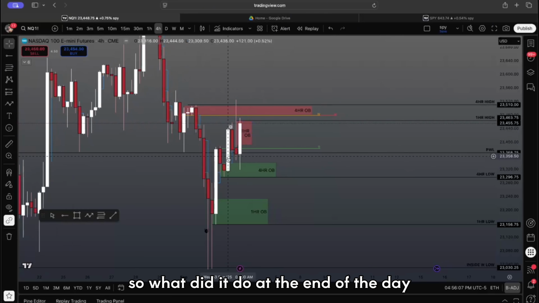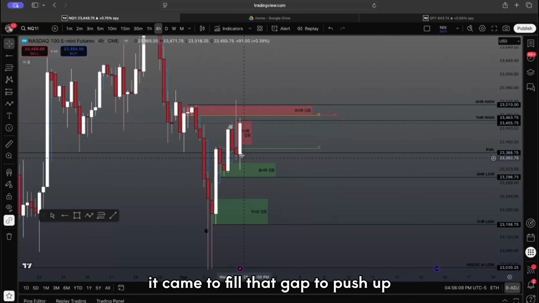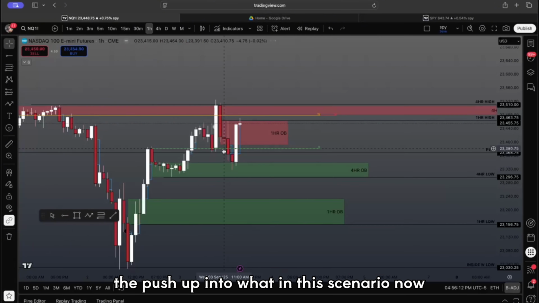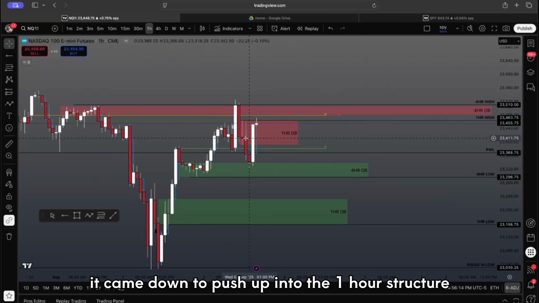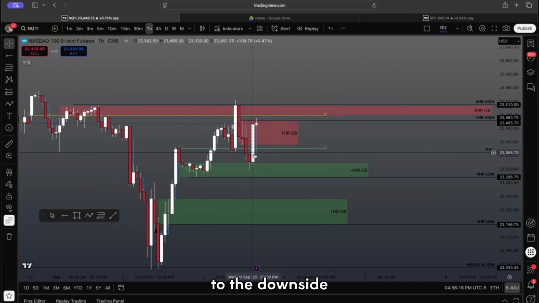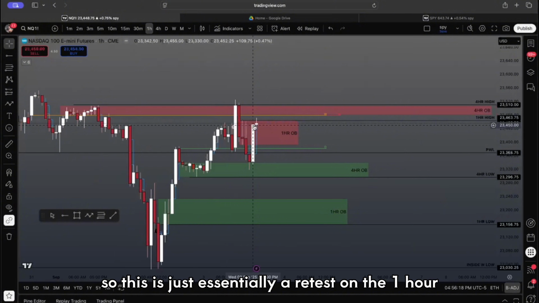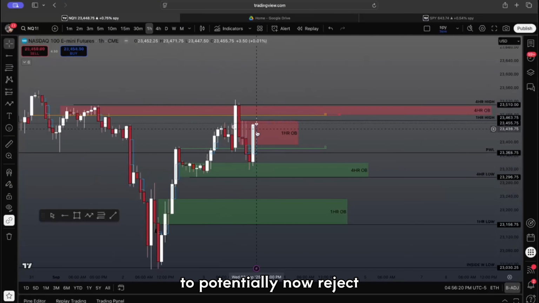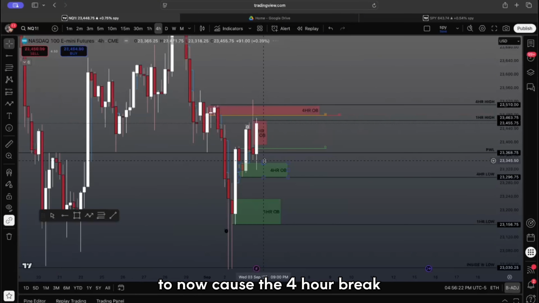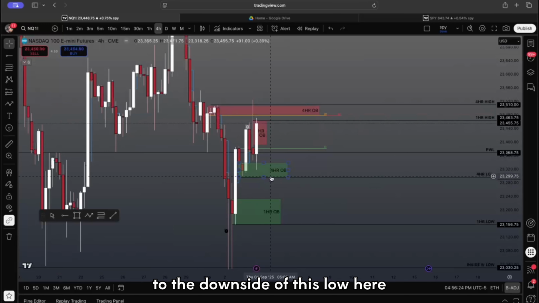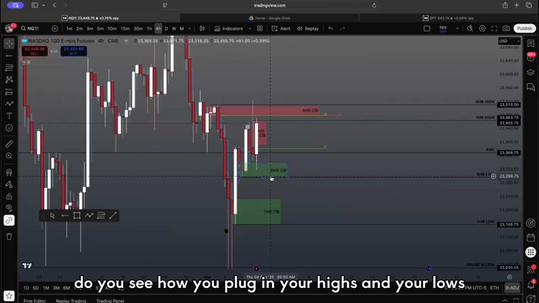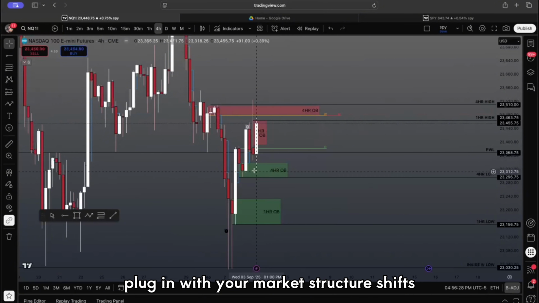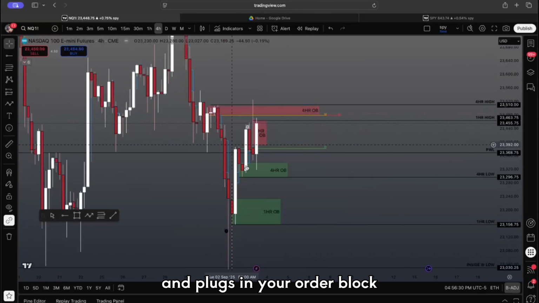So what did it do at the end of the day? It came to fill that gap, to push up into what in this scenario now? It came down to push up into the 1 hour structure to the downside. So this is just essentially a retest on the 1 hour to potentially now reject to now cause the 4 hour break to the downside of this low here. Does that make sense? Do you see how you plug in your highs and your lows, plug in with your market structure shifts, and plugs in your order block?